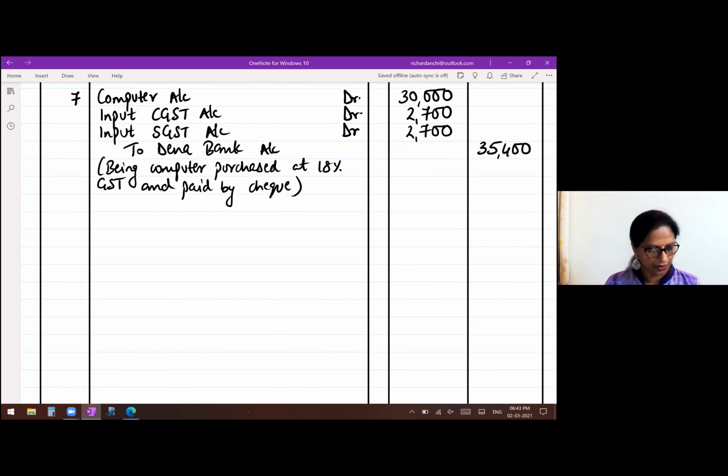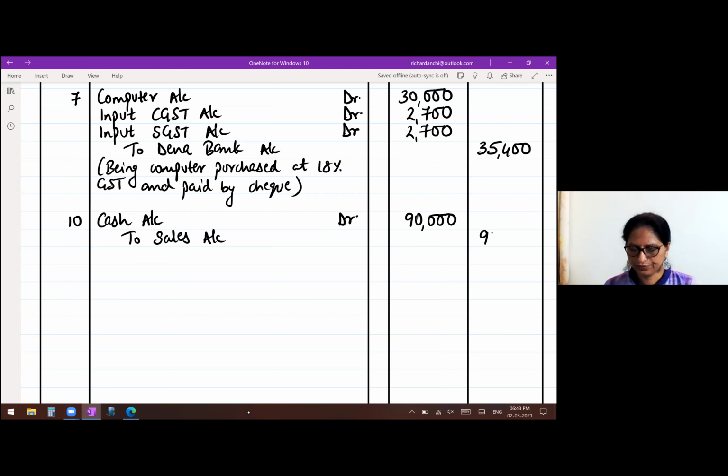Next is the 10th, cash sales. Now, cash sales, two accounts involved. One is cash account, the other is sales. When you're selling goods, cash comes in, so debit what comes in. Sales is a nominal account, credit incomes and gains. So write entry: cash account debit 90,000, to sales account 90,000. Narration: being cash sales.